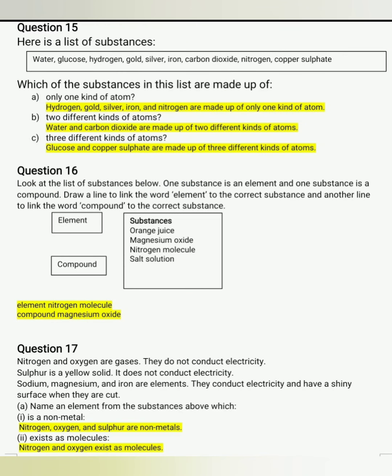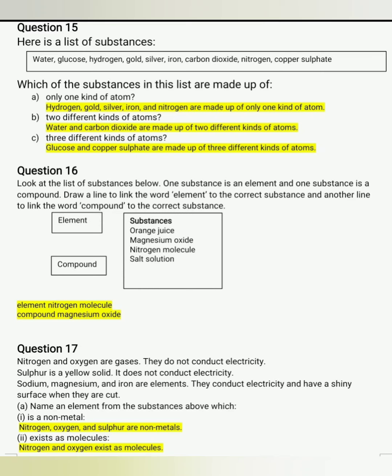Now question number 15 is not an MCQ, it is a different type of question. Which of the substances in this list are made of one kind of atom? Hydrogen, gold, silver, iron, nitrogen are made of one kind of atom, meaning the elements. B is 2 different kinds of atoms. Water and carbon dioxide are made of 2 different kinds of atoms, meaning they are compounds. C, 3 different kinds of atoms. Glucose, copper sulfate are made of 3 kinds of atoms.